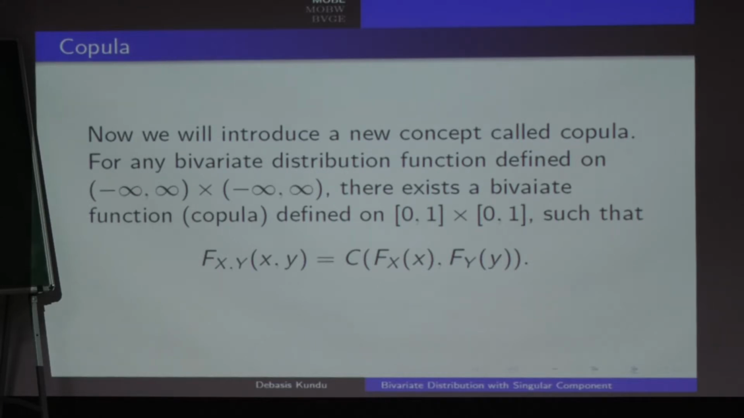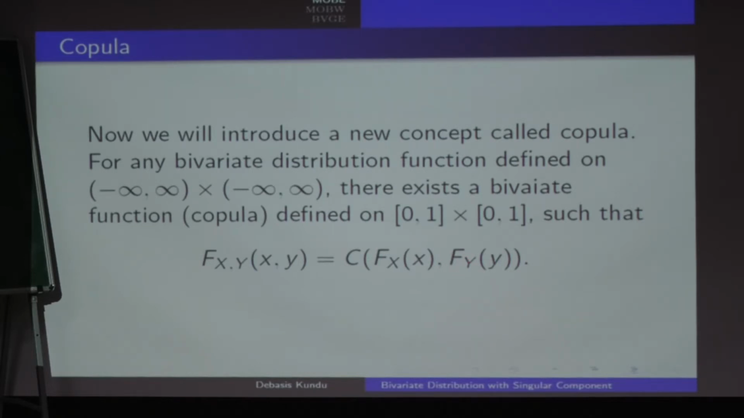So what is a copula? A copula is nothing but a function which is defined on [0,1] cross [0,1] to [0,1], which is nothing but a distribution function, by the way. So its domain is [0,1] cross [0,1]. Any distribution function can always be written in this form: F(x,y) is C of capital F_X(x), capital F_Y(y).